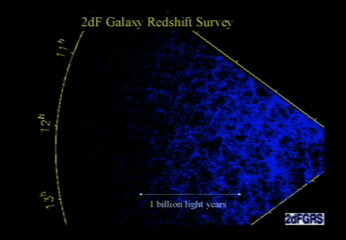arrayed into long linear features called superclusters, and these more or less circle regions that are entirely devoid of galaxies, known as voids. Some have described this as a soap bubble pattern, others call it a cellular pattern. We call it the cosmic web.